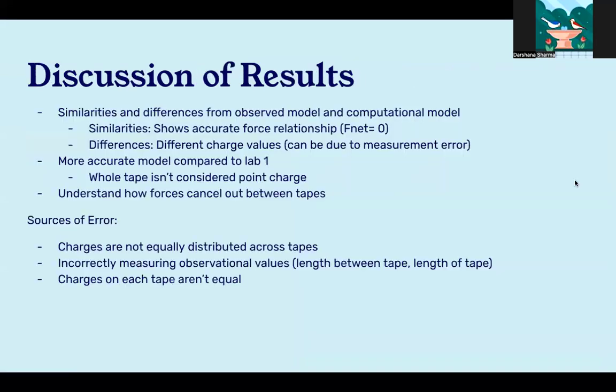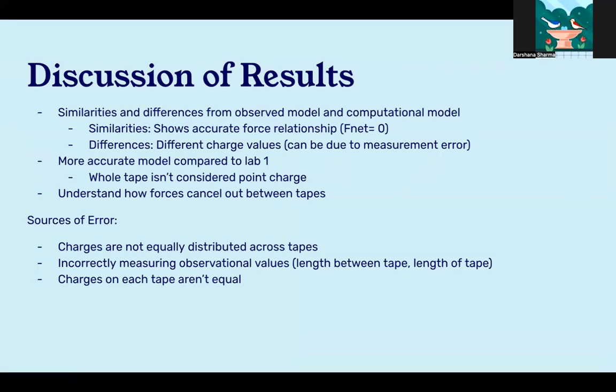Some similarities and differences: first of all, there were different Q values between lab 1 and lab 2. However, they both show accurate force relationships, F net equals 0, but again, there are different charge values. I believe lab 2 is a more accurate model compared to lab 1, as the whole tape realistically shouldn't be considered a point charge. This helps me better understand how forces cancel out between tapes.